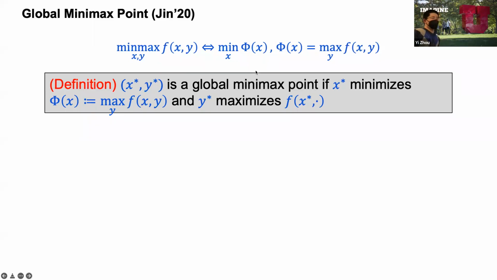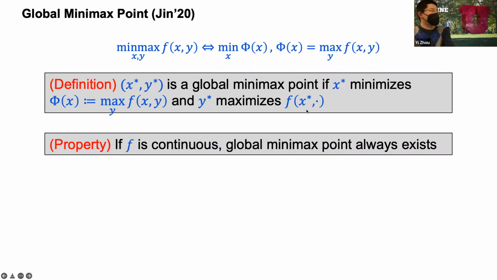And in the existing literature, it has been defined this global minimax point. So in this definition, X star, Y star is called a global minimax point if X star is a minimizer of this phi function, and at the same time, Y star is the best response to X star, in the sense that Y star maximizes this function with X star being fixed. So this is the definition of this global minimax point.